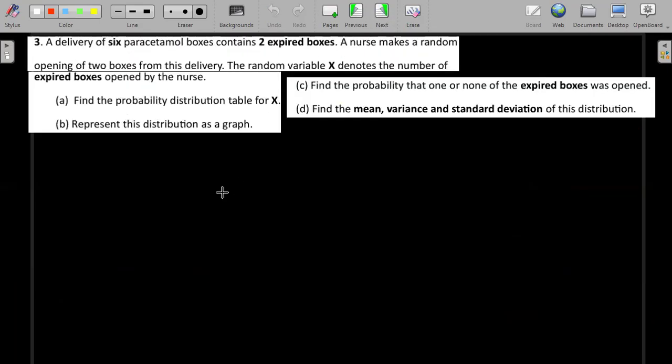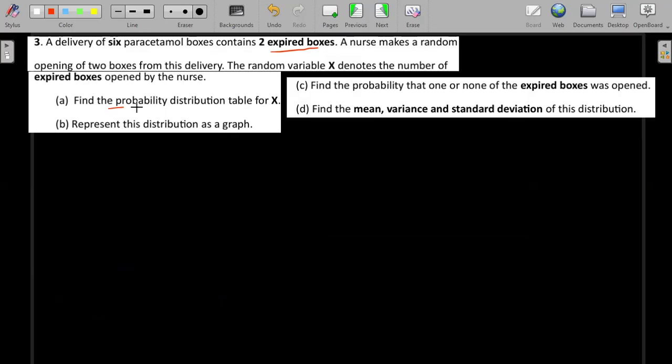Right, so I go to question 3. Question 3 says a consignment of 6 paracetamol boxes contains 2 expired boxes. A nurse makes a random opening of 2 boxes from this consignment. The random variable x denotes the number of expired boxes opened by the nurse. A, find the probability distribution table of x. B, represent this distribution as a graph.